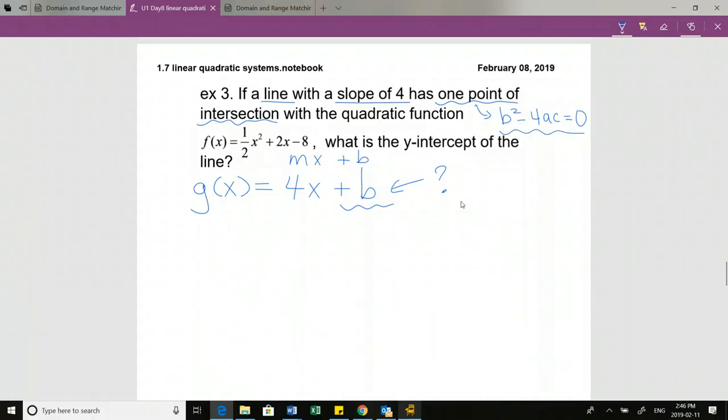Now, because we already have a b squared in here, maybe we could make this b equal to a different variable just for keeping things straight. So something maybe other than a, b, or c.